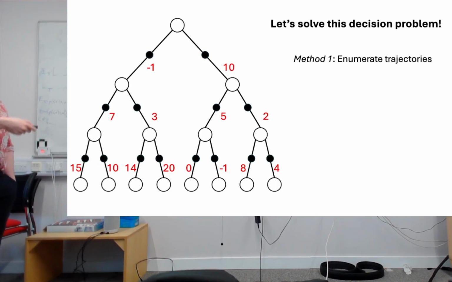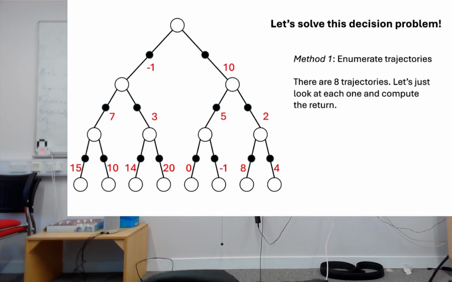So how many different paths are there through this MDP? How many trajectories do I have to consider? Yeah, 8. There are 8 terminal states, and each path uniquely leads to a terminal state. So there are 8 different sequences I can consider. Let's compute the return for each one of these. For this one closest to me, I've got -1, then 7, so 6, then 15, so 21 of return. For the one furthest away, it's 10, 2, 4, so 16 is my total return.